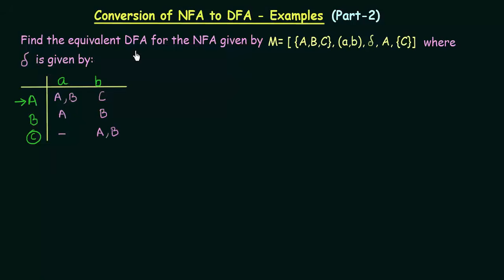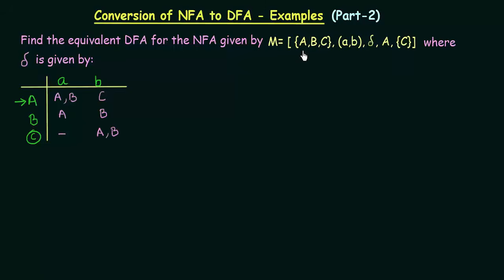Find the equivalent DFA for the NFA given by M equal to ({A,B,C}, {a,b}, del, A, {C}), where del is given by this. So what is the meaning of this? This is actually the formal way of representing an NFA. In the previous lectures I have already taught you how an NFA is formally defined. NFA is defined using 5 tuples. What do these tuples mean?